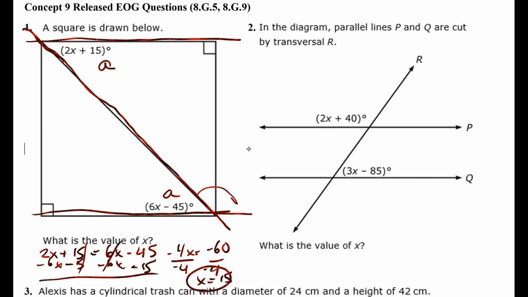In the diagram, parallel lines P and Q are cut by transversal R. So this is an O, this is an A. And we know that O plus A equals 180. We're not going to make a mistake and set these equal.